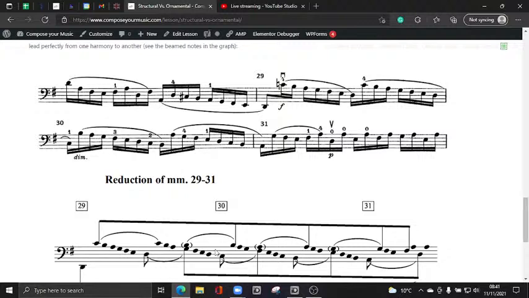Yes, those are the structural notes that are leading. They function as a support.